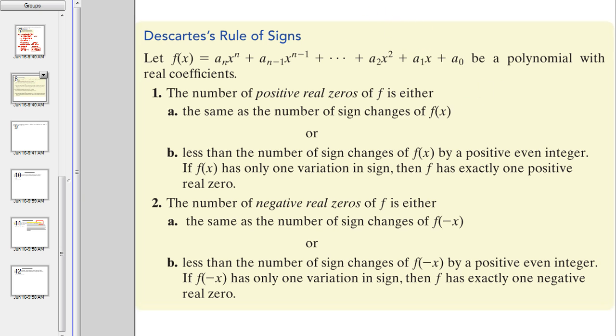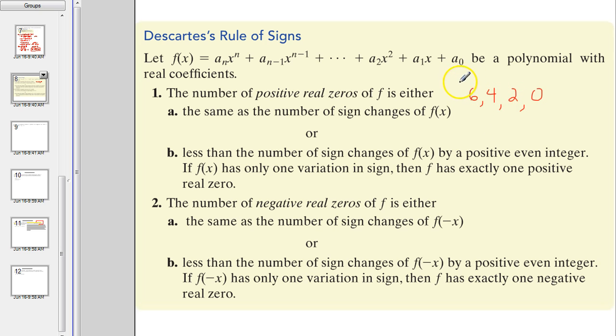If we had 6 sign changes, we could have 6. A positive even integer would be 2, so 6 minus 2 is 4. Another positive even integer is 4. 6 minus 4 is 2. And another positive even integer is 6. 6 minus 6 is 0. So we could have 6, 4, 2, or 0 zeros if we had 6 sign changes.